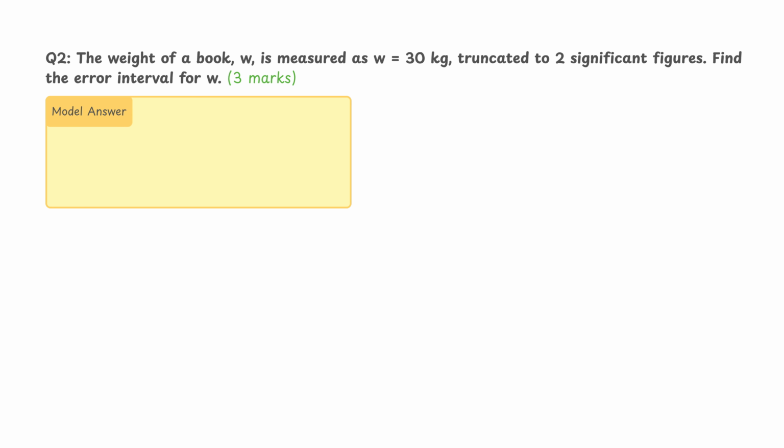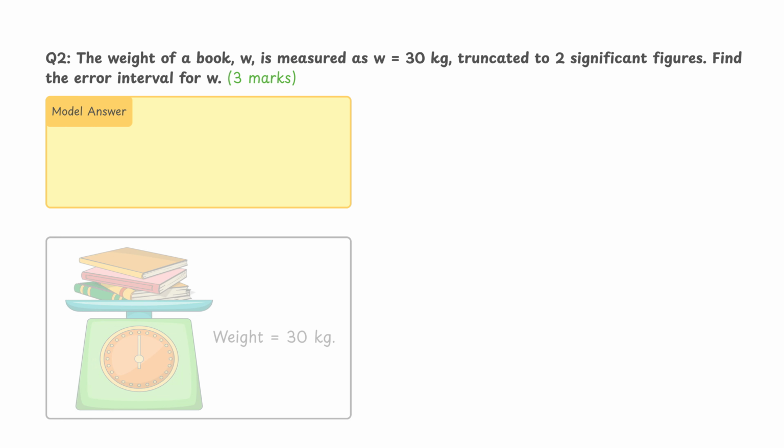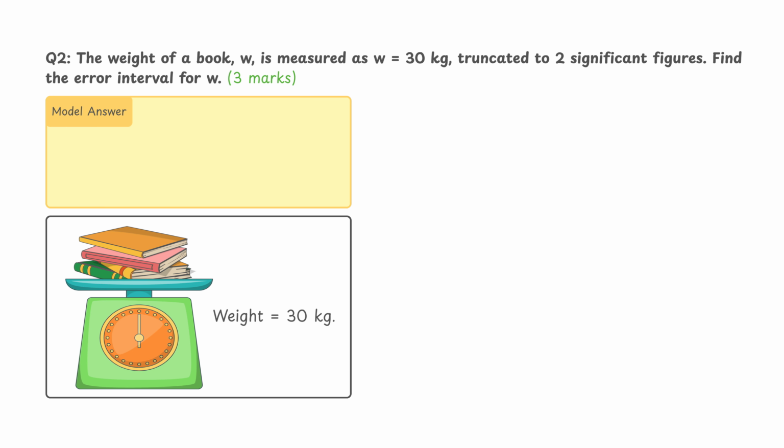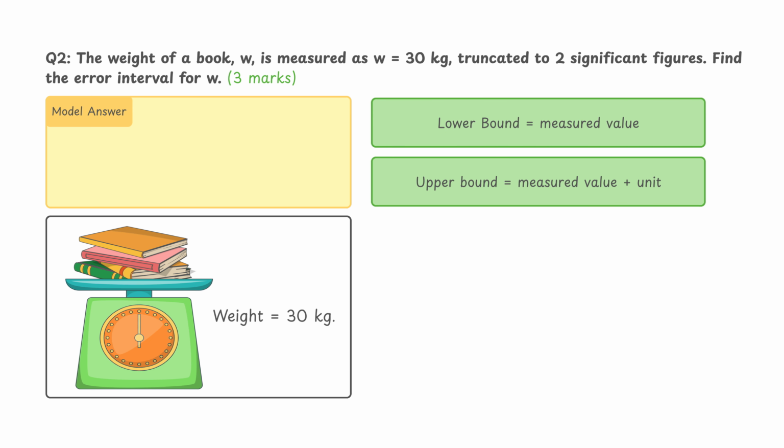Question 2. The weight of a book W is measured as 30 kilograms, truncated to 2 significant figures. Find the error interval for W. This question is worth 3 marks, so we will go step by step and make sure we understand each part clearly. First, we focus on the key word truncated. Truncated means the value is cut off, not rounded, so the number does not go up or down. It simply stops at the given place value.